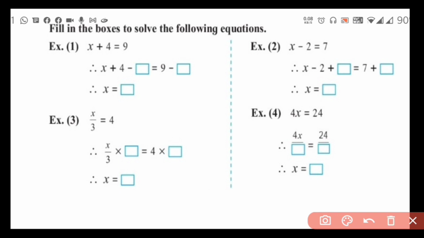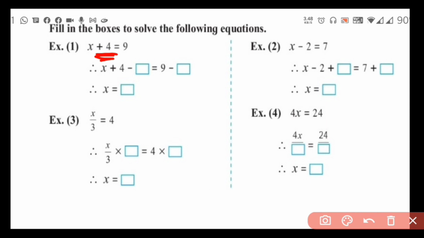Here we can see there is variable x on left hand side, with that a constant is there, and on right hand side 9 is there. 9 is also a constant. So on left hand side we have to see that only x should be there and all the numbers should be on the right hand side. So for that, what we have to check? We have to check the operation on the left hand side. x plus 4 is there, plus 4 is there, that means 4 is added.